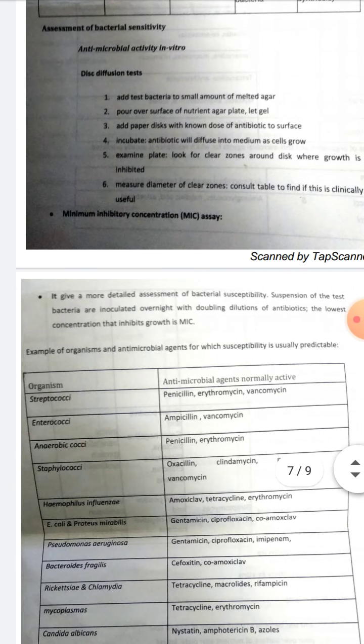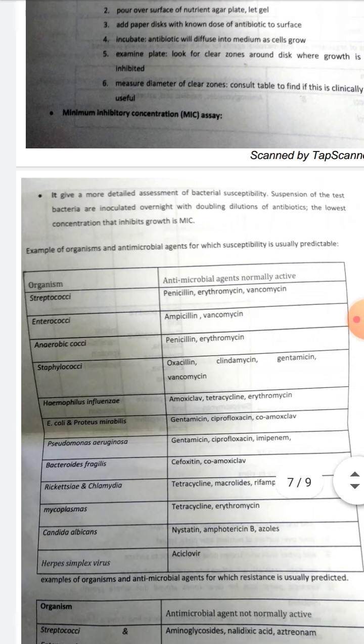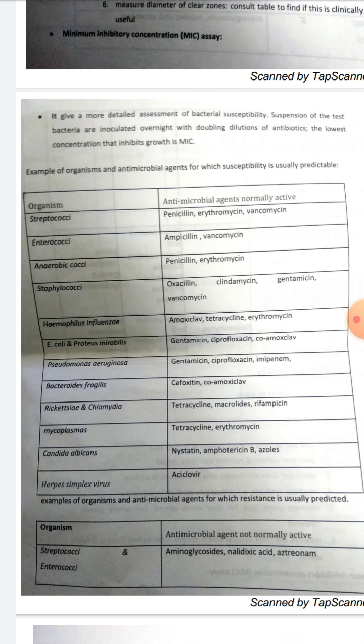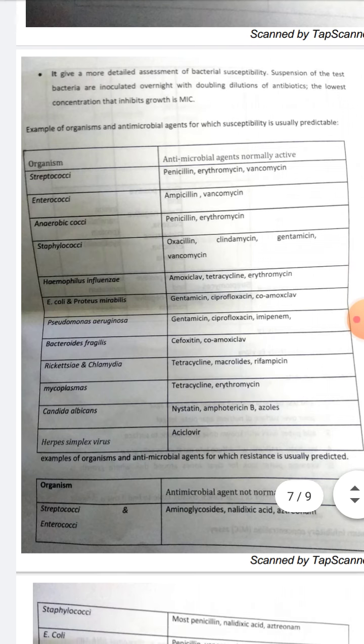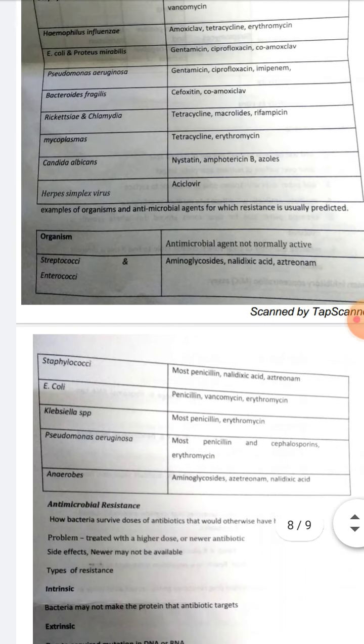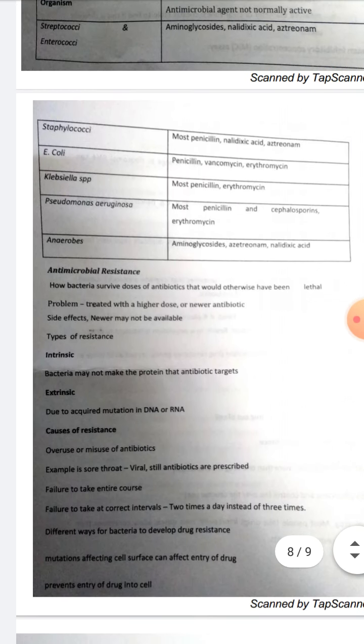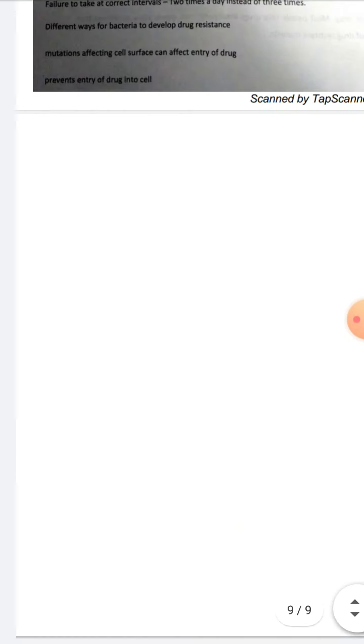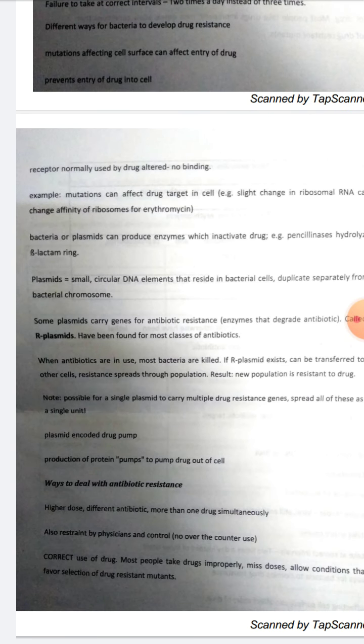Then you write a little bit about the antimicrobial sensitivity test, and you can write any 5 in this tabular column. You can write any 5 examples of organisms and antimicrobial agents for which susceptibility is usually predictable. So this is susceptible organisms, and this is resistant organisms. You can write any 5 in both, then write about antimicrobial resistance and ways to deal with antibiotic resistance.